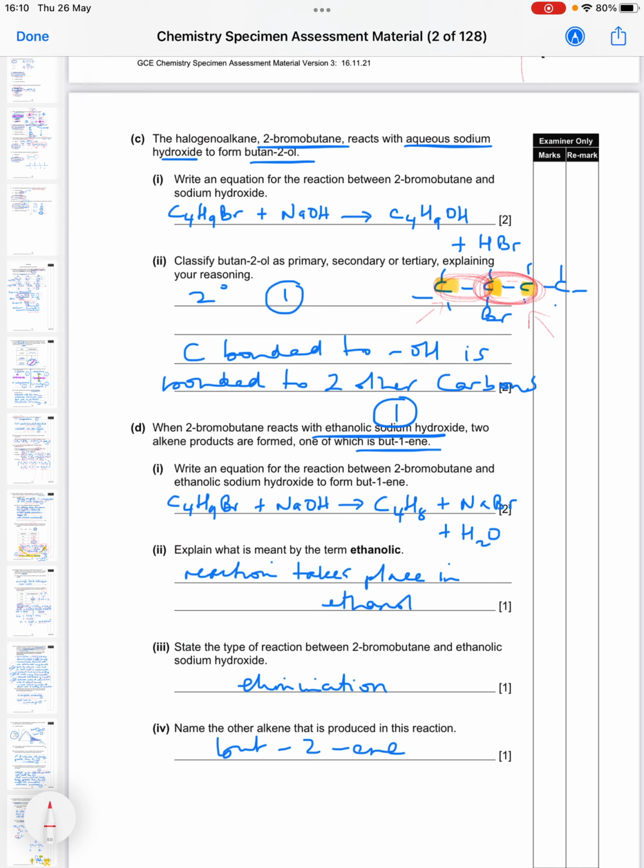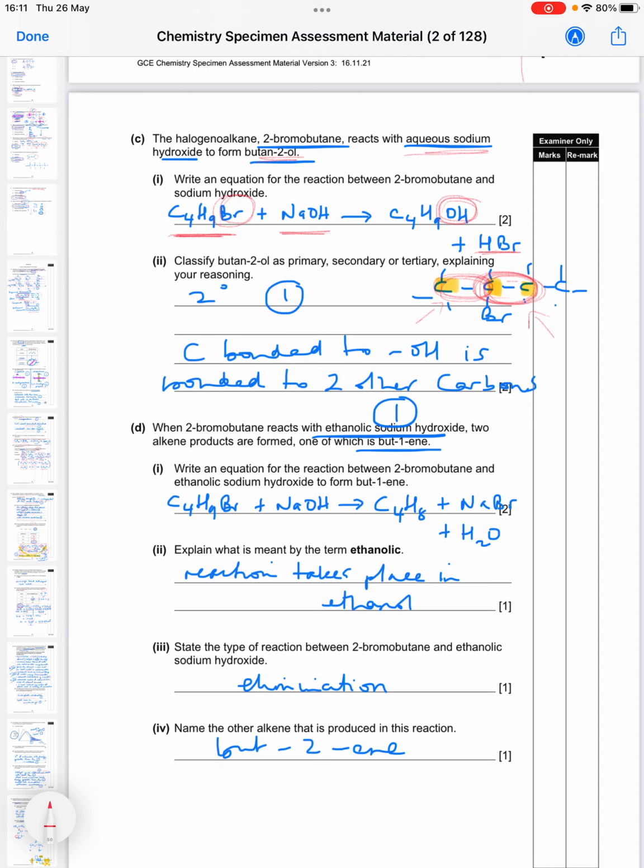Part C, the halogenoalkane 2-bromobutane reacts with aqueous sodium hydroxide to form butan-2-ol. And then write an equation for the reaction between 2-bromobutane and sodium hydroxide. So there's our bromobutane. So you're just making sure that you have bromine in place of one of the hydrogens reacting with sodium hydroxide, and that's going to give us the alcohol. It's just substitution, and hydrogen bromide is the other product.